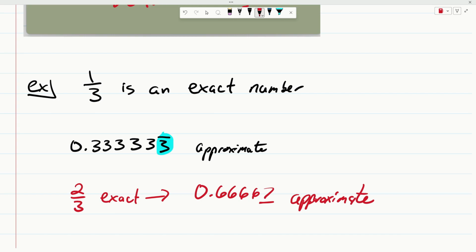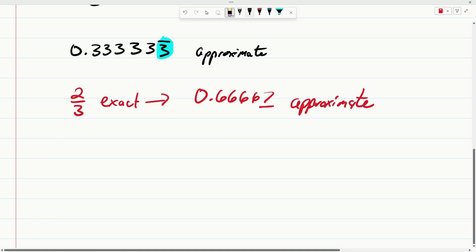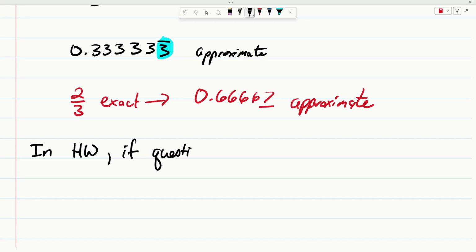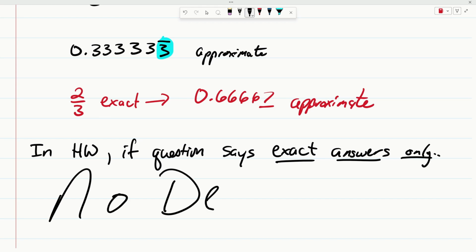So when you're doing homework and stuff like that, if the question says exact answers only, what they're telling you is no decimals. So if your answer is a fraction, leave it as a fraction. If your answer is 65 pi, leave it as 65 pi. Do not multiply them out.